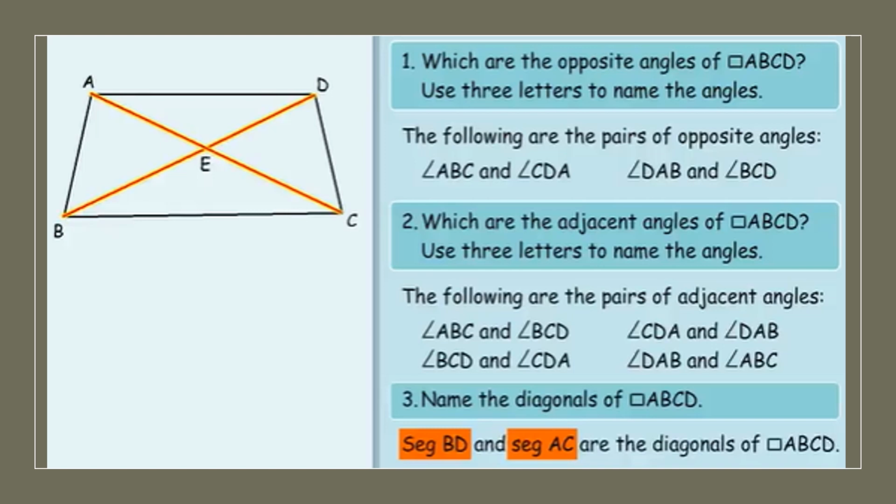I guess you all know what adjacent angles are, right? Next to, near to you, that way. Name the diagonals. We know there are only 2 diagonals, that is segment BD and segment AC, the diagonals of quadrilateral ABCD.